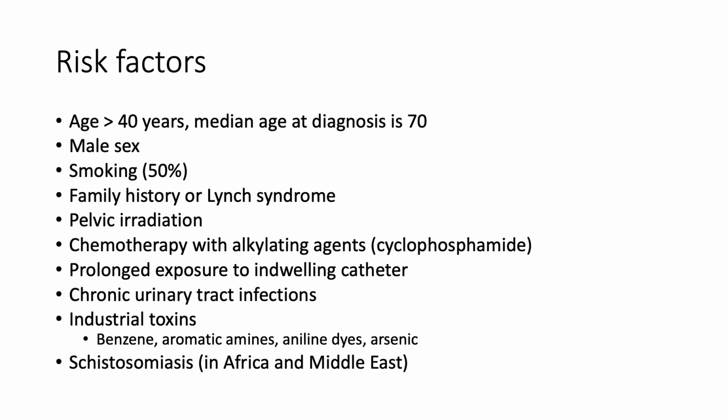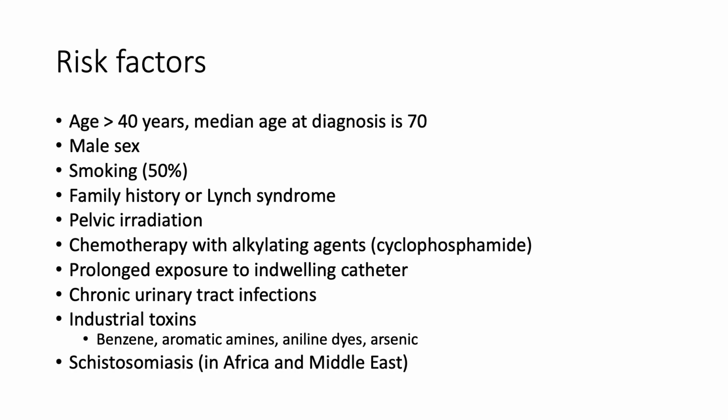The biggest risk factors for urothelial carcinoma are age and smoking. And so age over 40 years, the median diagnosis is 70, but anyone over 40 should be checked for this if they have hematuria. Male sex, males are more likely to have bladder cancer than women, and then smoking, about 50% of bladder cancer is in smokers.